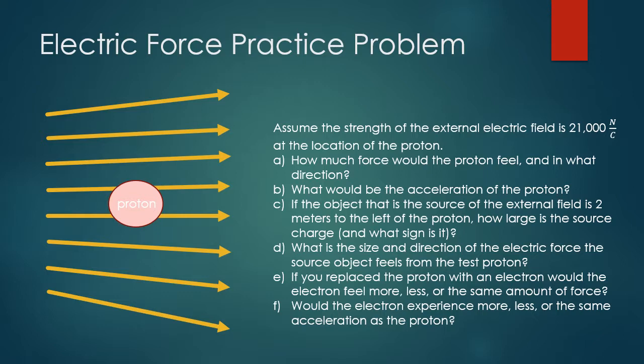The third problem is, if the object that's the source of this external electric field is 2 meters to the left of the proton, how big is the charge of this source, and what sign is it? Is it positive or negative? The next question is, what is the size and direction of the electric force that the source object is feeling from the test proton? So flip this question and ask about the force on the source object.